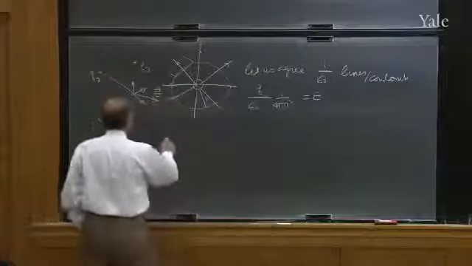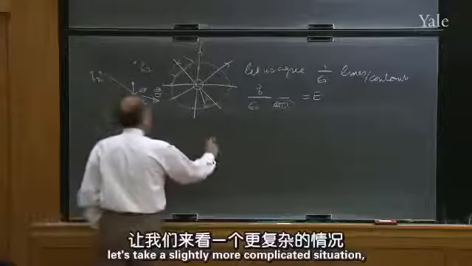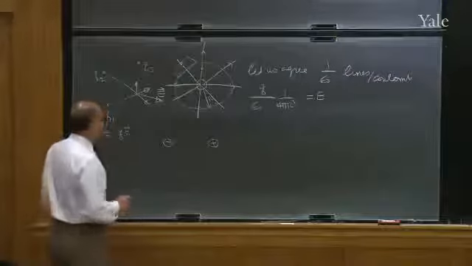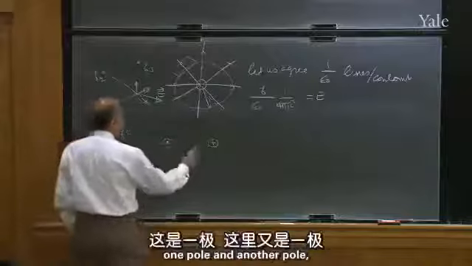Then I said, let's take a slightly more complicated situation, 2 charges. This is called a dipole, 1 pole and another pole.